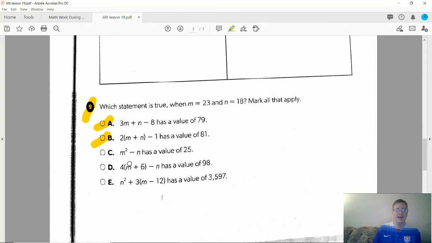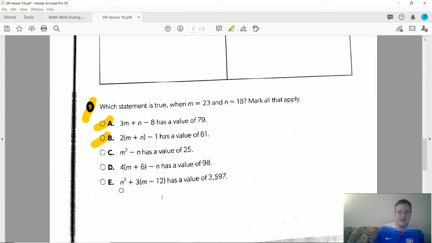Number 4, if I take m plus 6, I get 29. 29 times 4 is going to give me something almost, it'd be 320 minus 4, which would be 316. Again, if I do 316 minus 18, I am going to get a number that is way too large for that.